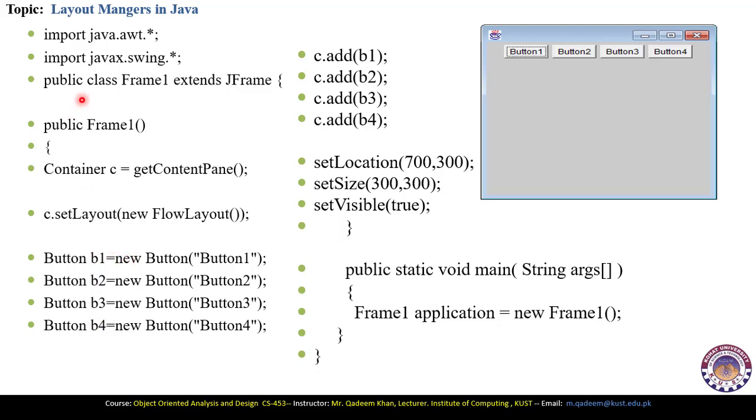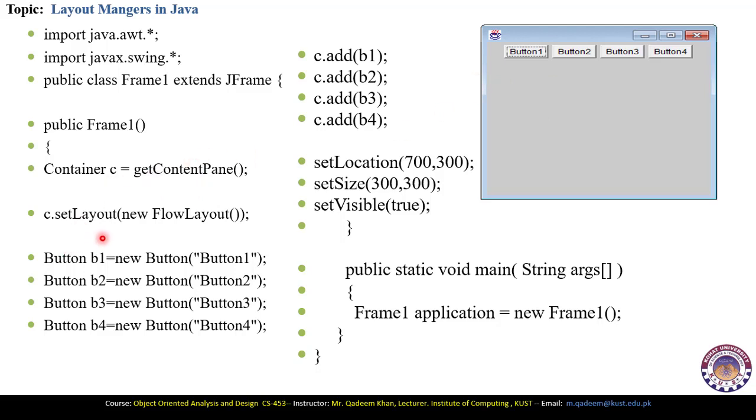Then we have the public class frame1 extends JFrame. This is a class which is inherited from JFrame. JFrame is a built-in class, extends defines the inheritance, and frame1 is our own class. It is a public class. Here is a constructor, public frame1, Container c = getContentPane(). This defines the window of the GUI.